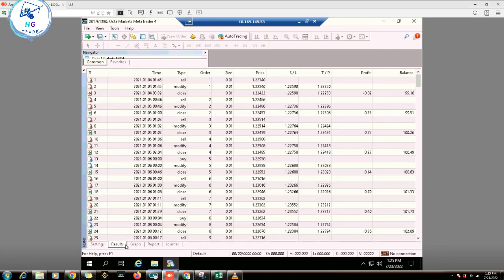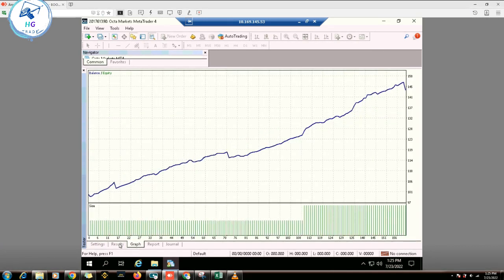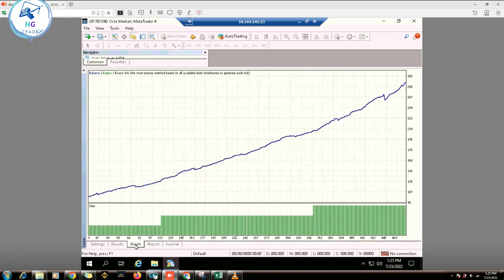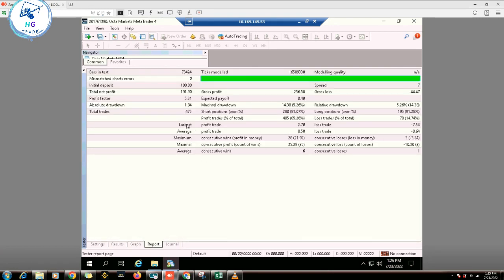Please pay attention to the graph of the increase in profits. The result of the preset default backtest earned a profit of $191. Total trading in a year 475 transactions. Drawdown 5.26%. Profit trades 85%.